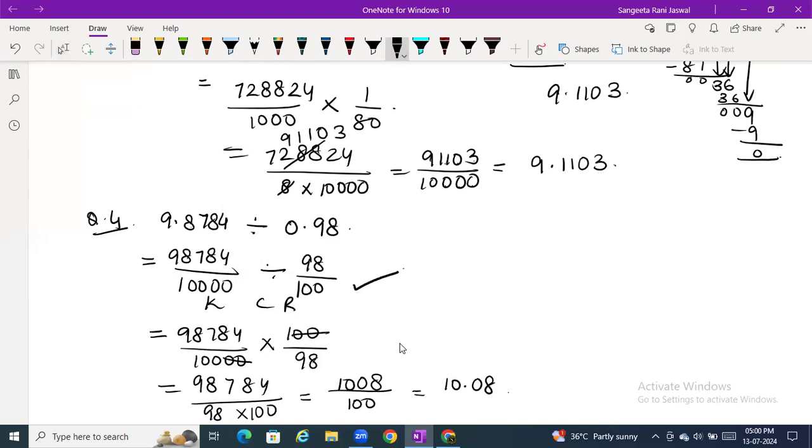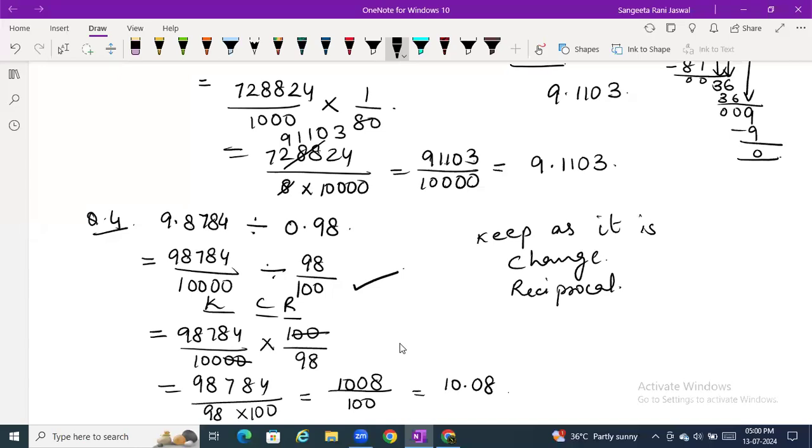Then we applied the KCR. You know what is KCR? Yes, ma'am. K is what? To keep. Keep the number as it is. Then C is change. Change what? Change the sign. Then R is reciprocal. Reciprocal means upside down. The denominator becomes the numerator and the numerator becomes the denominator. Right? So we applied the KCR.